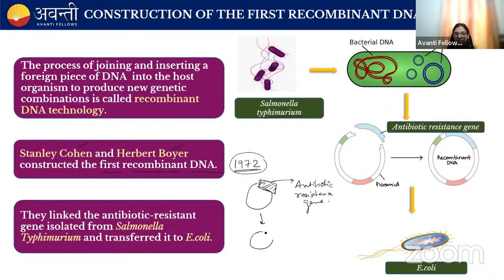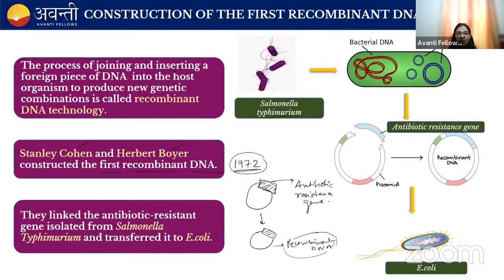This is a plasmid from Salmonella typhimurium. They incorporated this recombinant antibiotic resistant genes into the plasmid of Salmonella typhimurium. Now this becomes a recombinant DNA. And they incorporated this recombinant DNA into the host cell, which is E. coli.